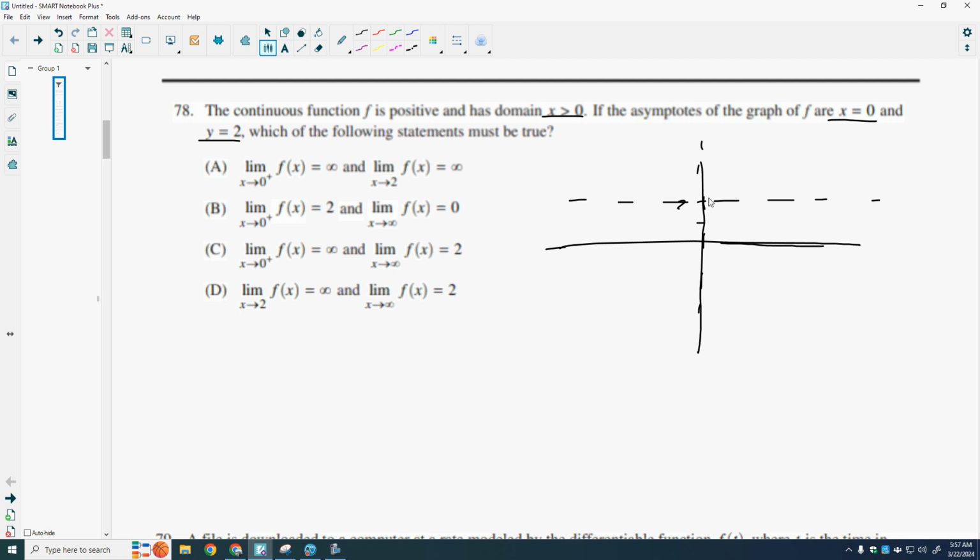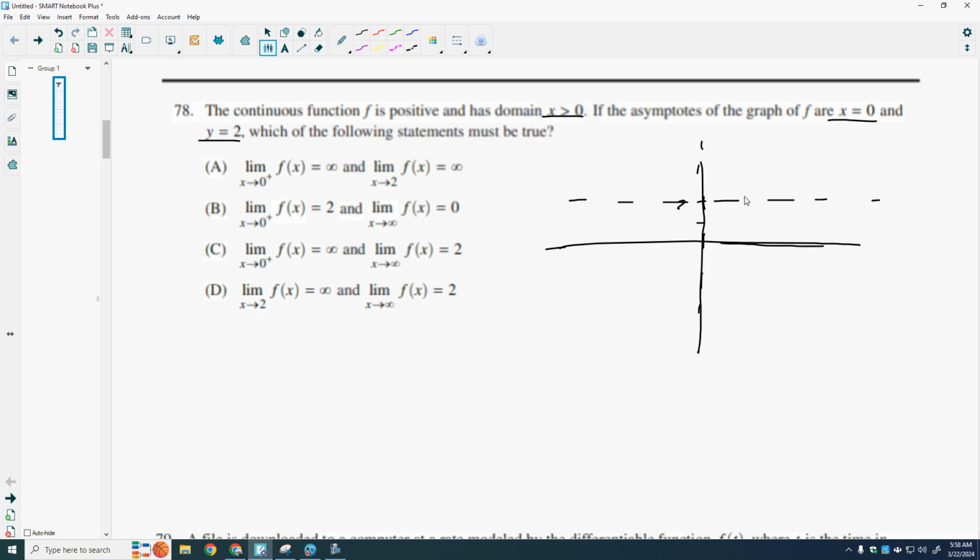Okay, asymptotes at 0 and asymptotes at y equals 2. What's an asymptote? A vertical asymptote, as x approaches 0, my graph is either going to go to positive infinity or negative infinity along that vertical asymptote. As x approaches my asymptote, in this case it can only come from the right, but typically you have to check left and right, but in this case it's only from the right.